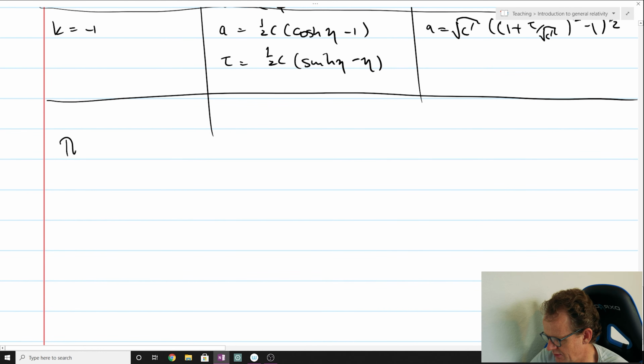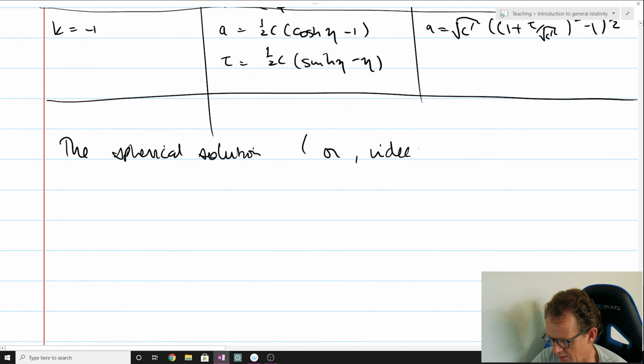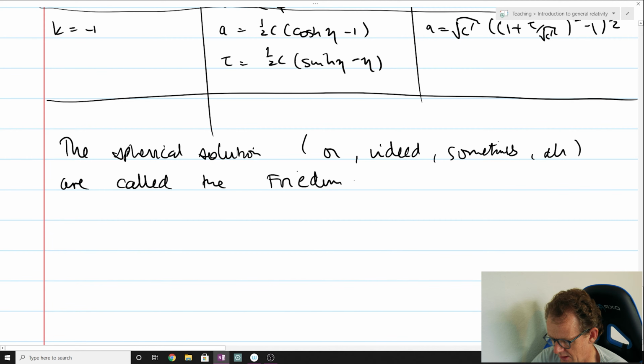Now these solutions have a name. These solutions are sometimes all called the Friedmann-Lemaitre-Robertson-Walker cosmology.